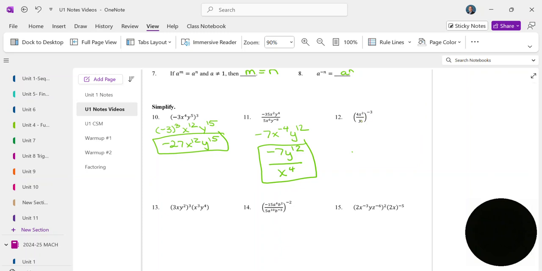Here, I would simplify in the parentheses first, and then raise everything to the negative third power. Since this is already simplified, I can then raise it to the negative third power. So that becomes y to the third on the top, and then 4 to the third and x to the sixth go to the bottom, and 4 to the third becomes 64.